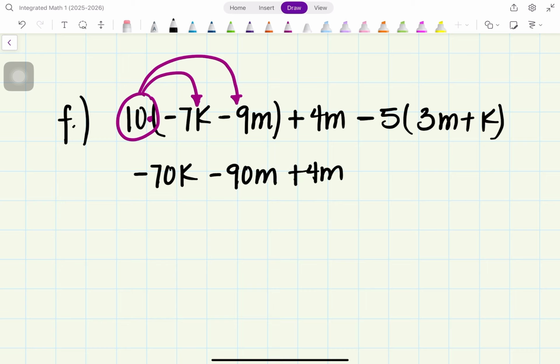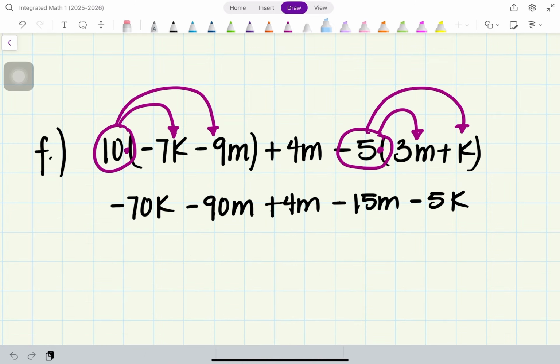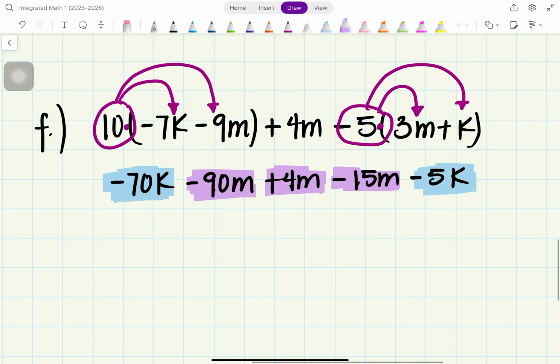Nothing happens to that. And notice once again, another set of parentheses in this case, guys, with the number on the outside. So I'm going to go ahead and get this number and multiply it in and multiply it in. So that would give us, in this case, guys, negative 5 times 3m is going to be a negative 15m. And negative 5 times k is negative 5k. Now, we did all the distribution in this case, guys. So now we have to combine like terms. I know in this case, guys, I'm going to go ahead and combine all the terms that have a k. So I have a negative 70k and a negative 5k. Now, the ones with the m's, I have a negative 90m plus a 4m minus a 15m. So let's go ahead and do that.